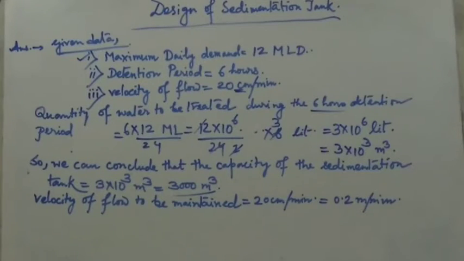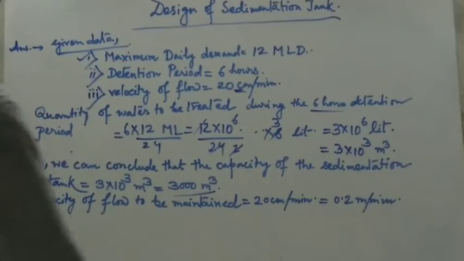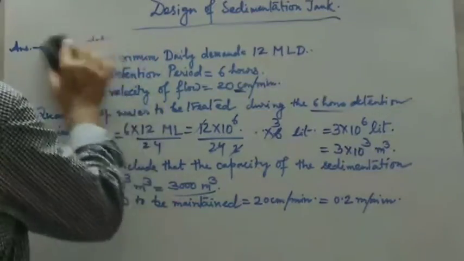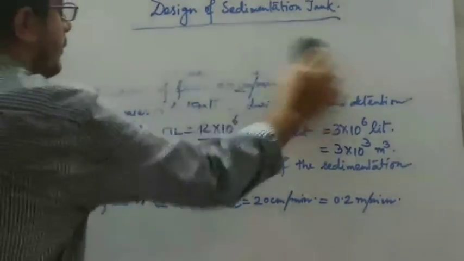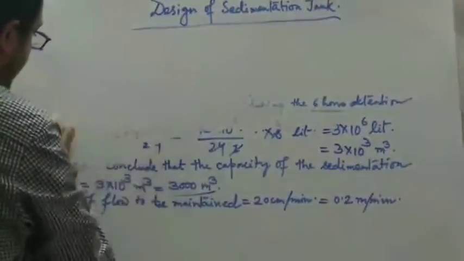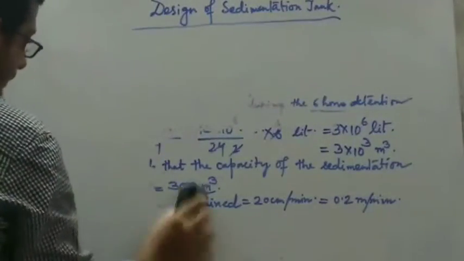Now our next part is we have to calculate the length of the tank. So please write down, the length of the tank required is velocity of flow into detention time. This is from geometry.